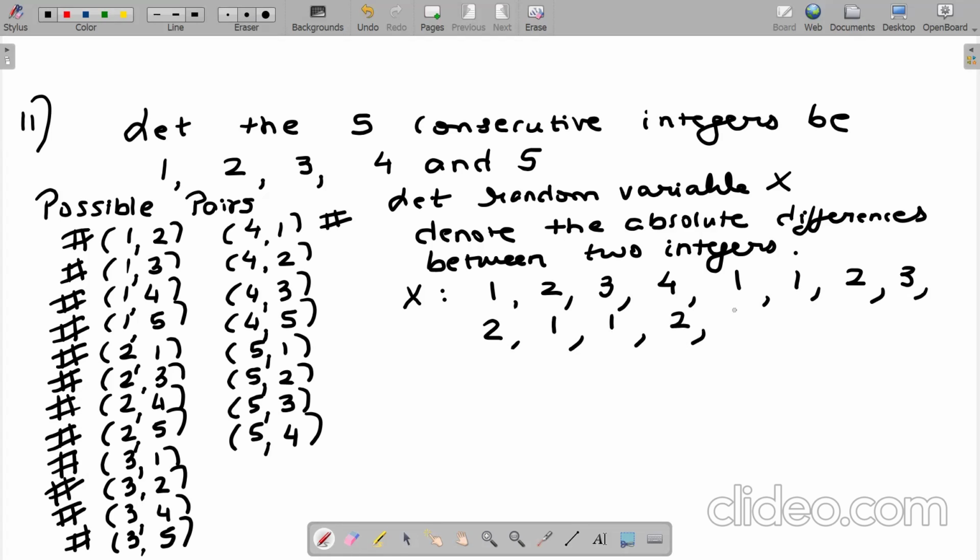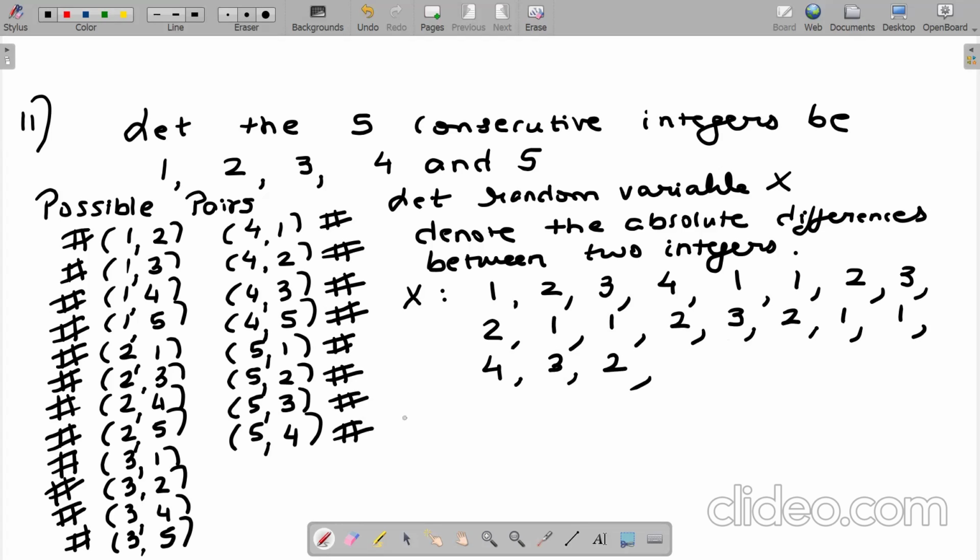4 minus 1 is 3. 4 minus 2 is 2. 4 minus 3 is 1. 4 minus 5 is minus 1, but the absolute value is 1. 5 minus 1 is 4. 5 minus 2 is 3. 5 minus 3 is 2. 5 minus 4 is 1.